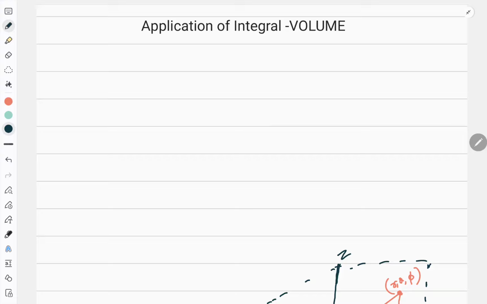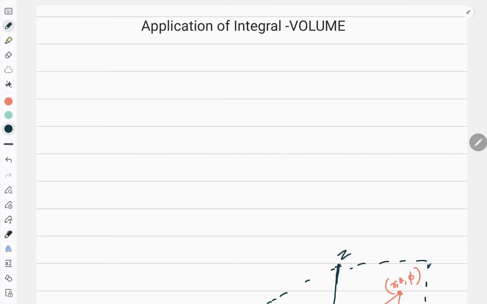Students, in my last video, we discussed the application of integrals to evaluate area. Now we will do the application of integrals to evaluate volume. When you talk about volume, you need to visualize in three dimensions. So have a lot of patience while doing the questions and understand the limits properly.